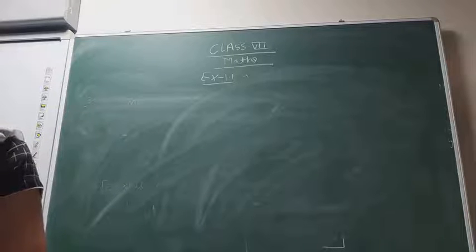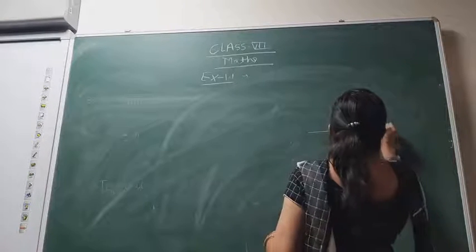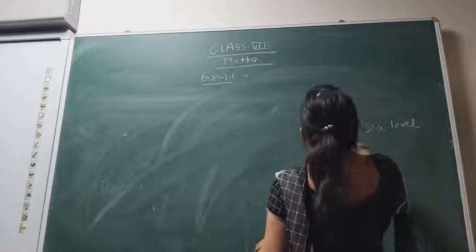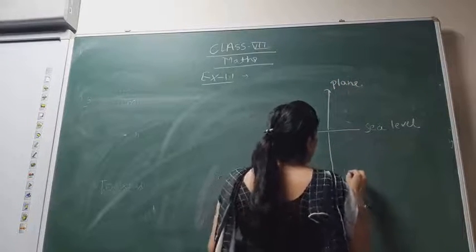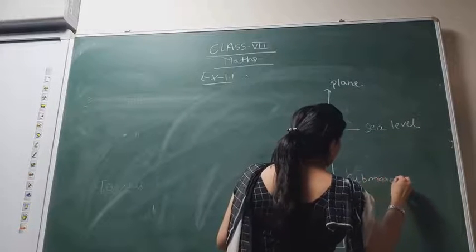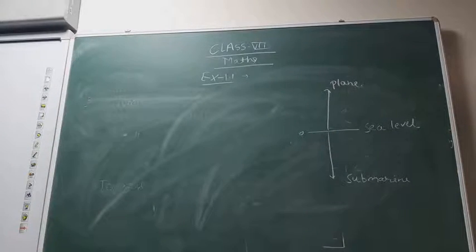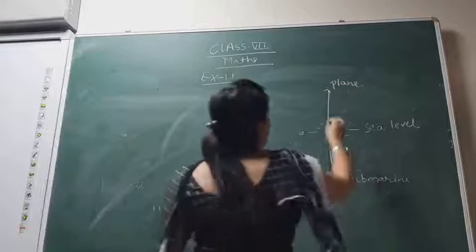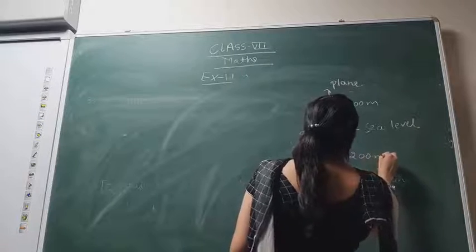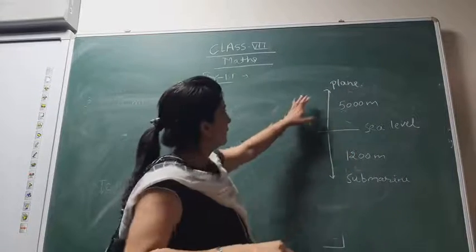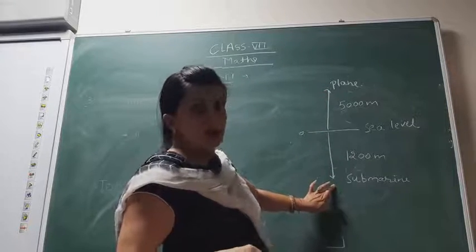We have to tell the distance between the plane and the submarine. We can say, if this is the sea level, the plane is above it, here is the plane, and the submarine is below. If this is the point, on that point the plane is at 5000 meters and the submarine is 1200 meters below. So we have to find the total distance between the plane and the submarine.